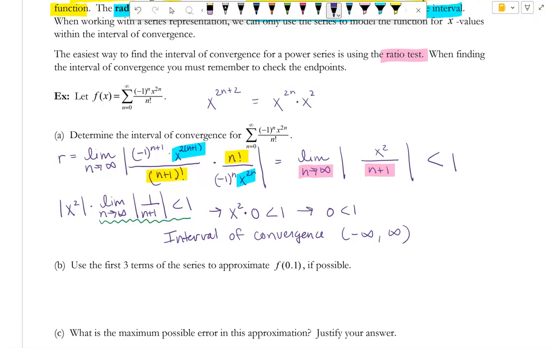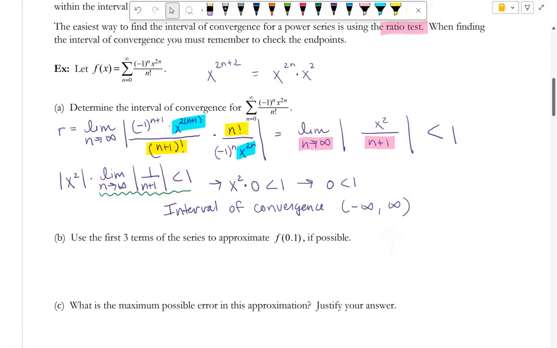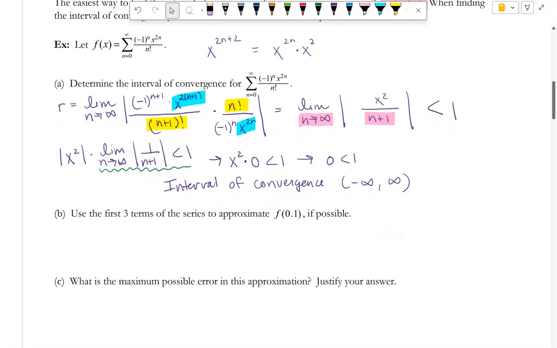So in part B, we're asked to approximate f of 0.1 if possible. I know that's going to work because I'm allowed to plug in any x value. By figuring out my interval of convergence first, I now know if it's possible to do this approximation with 0.1. And 0.1 is on my interval of convergence because all real numbers are on my interval.